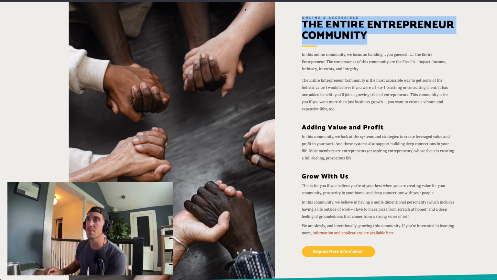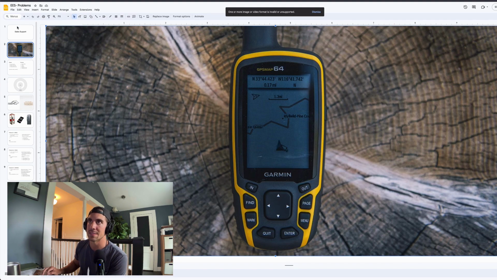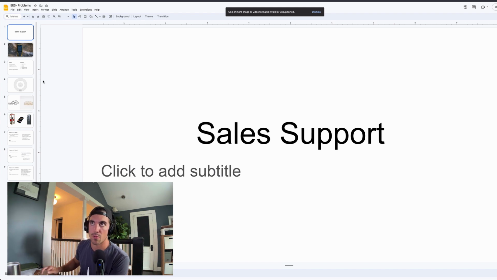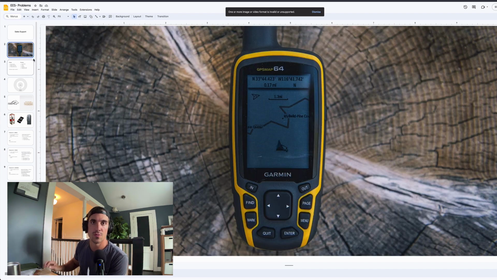The strategy session is blocked for 90 minutes. Some have gone shorter, most haven't, but I make it clear that the objective is that this call is incredibly meaningful both for them and for me. We assess each other and assess fit. And without further ado, here is the exact sales support strategy that I use in these strategy sessions.